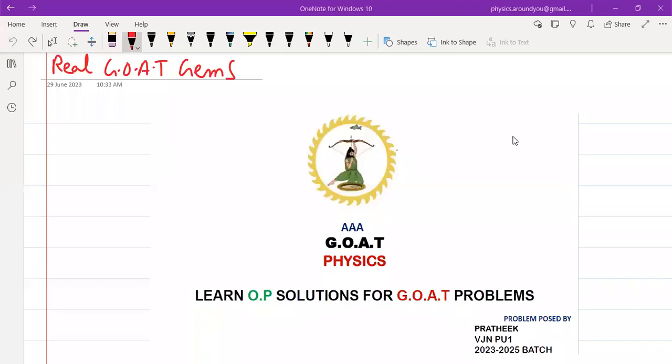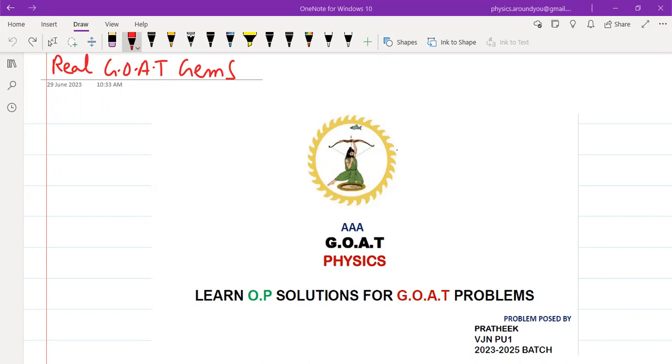Hello there. This is a new endeavor from AAA to make physics problems more fun and to equip you with all the different approaches needed. The section name is, as the name is evident, G.O.A.T, Greatest of All Time Physics, where we learn OP solutions for the greatest of all time physics problems. Each of these problems shall be handpicked from the doubts you ask me in the classes, and the first problem I take up is from Silent Star Prateek in Vijayanagar PU1 batch 2325.